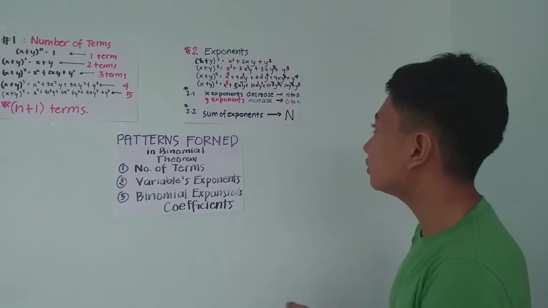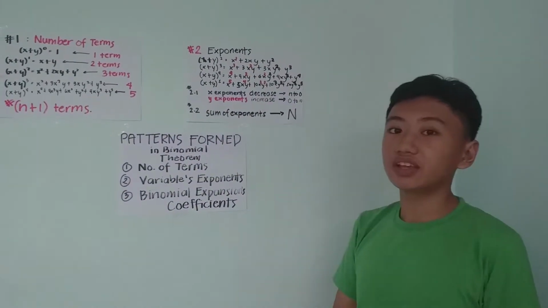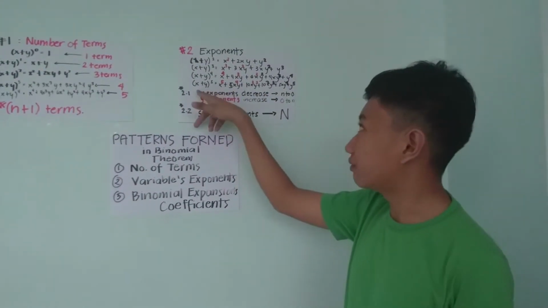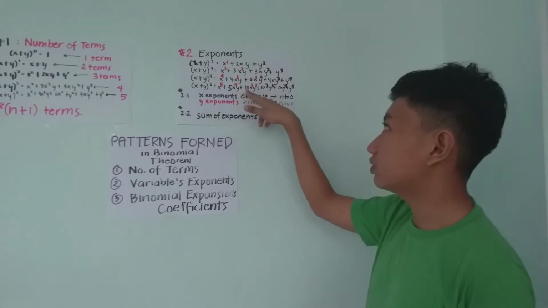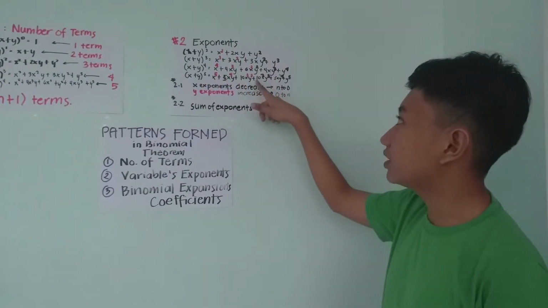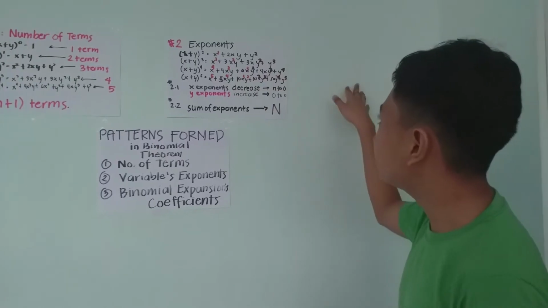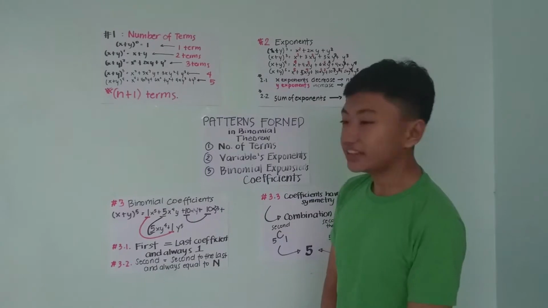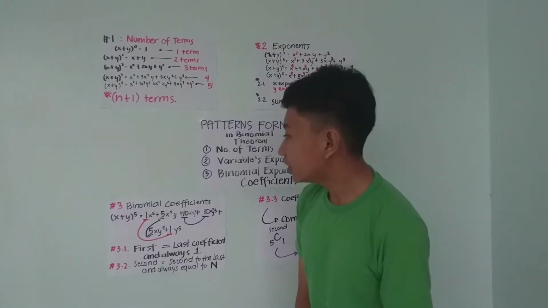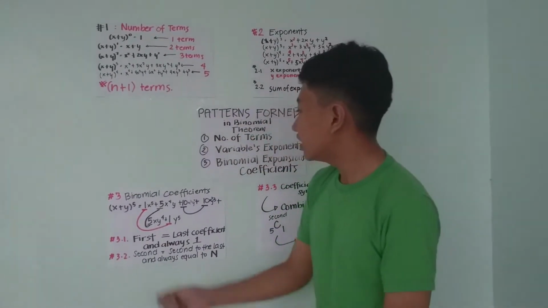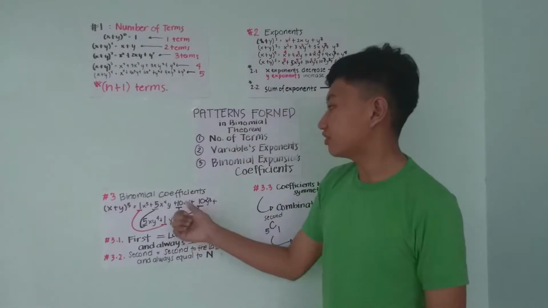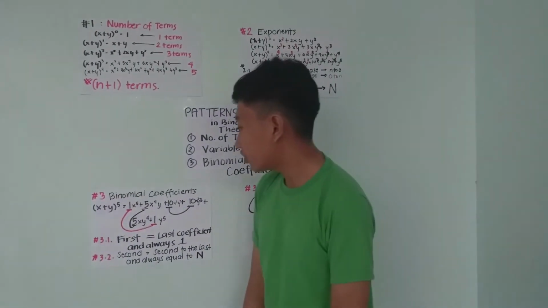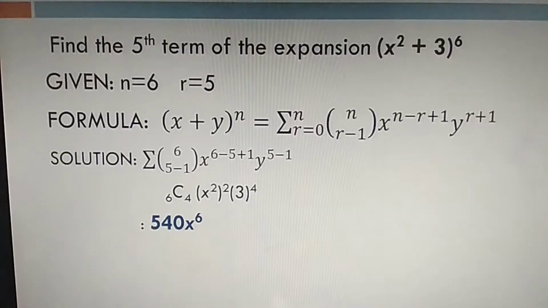We also observe that the sum of the exponents in each term is always equal to n. For the first term, it has 5, which is the value of n. Then for the second term, we have 4 plus 1, also equal to 5. Third term, 3 plus 2, also equal to 5. Then so on and so forth, all of them are equal to 5. And now finally, for the binomial coefficients. For the given x plus y raised to 5, here are the coefficients and the answers for the expansion. We actually have three observations. For the first observation, the first and last coefficient.